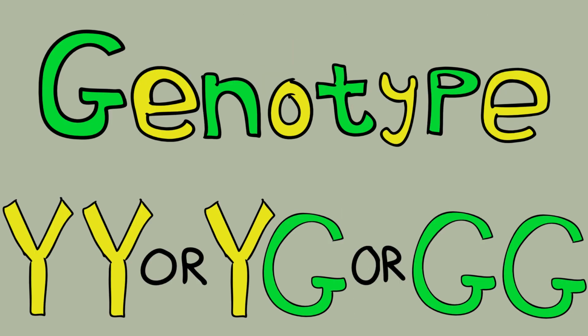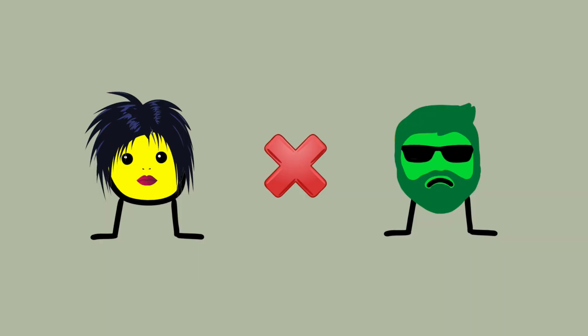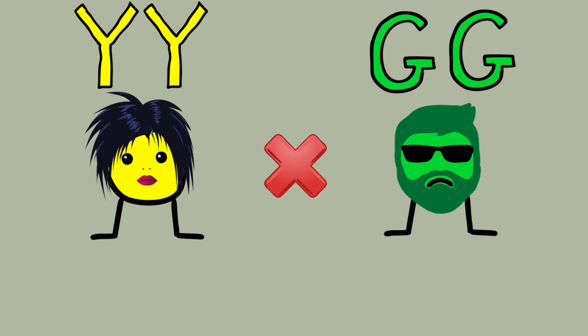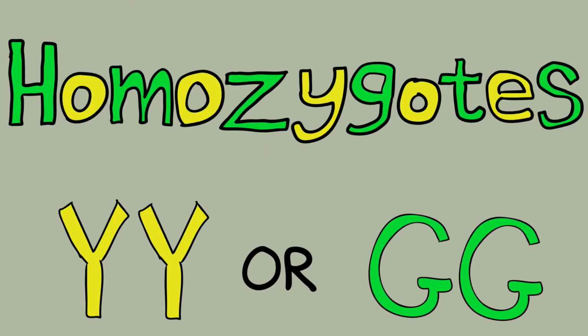The color of each pea is controlled by a single gene. Peas, like humans, have two copies of each gene. For Mendel's peas, the color gene came in two varieties called alleles, a yellow allele and a green allele. We call the combination of alleles an individual has its genotype. When Mendel crossed the purebred yellow and green peas, yellow peas had two yellow alleles, yellow-yellow, and the green peas had two green alleles, green-green. Individuals with two of the same allele are called homozygotes.